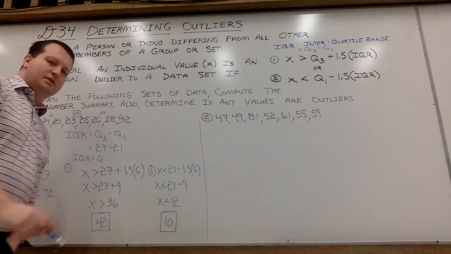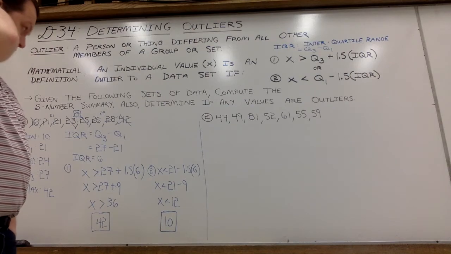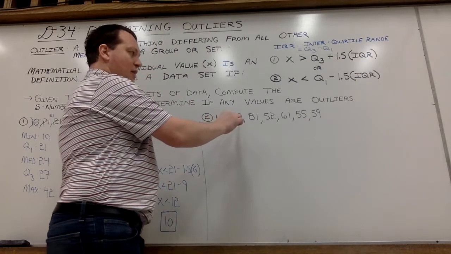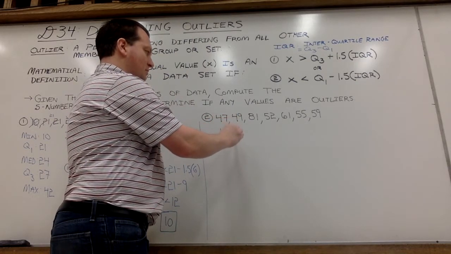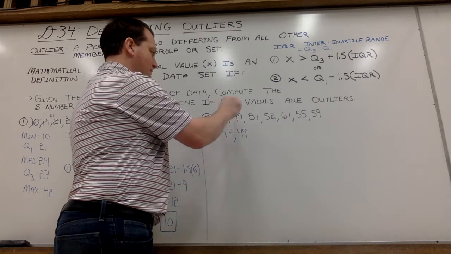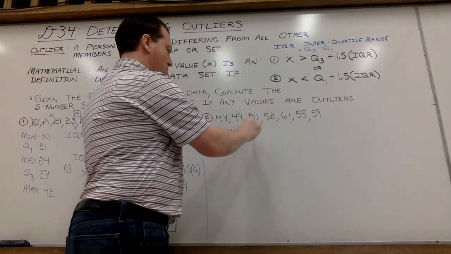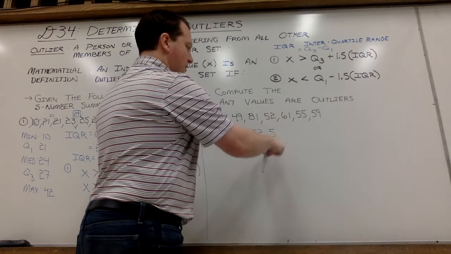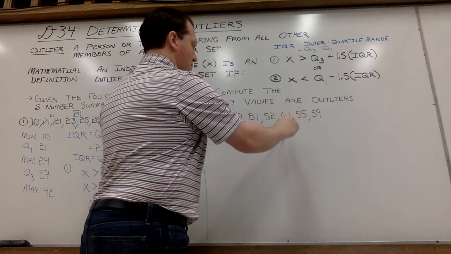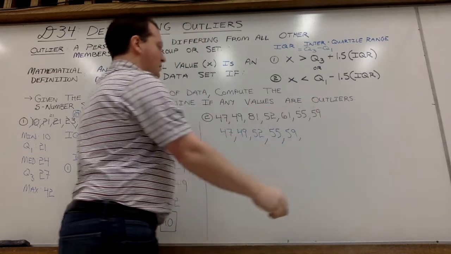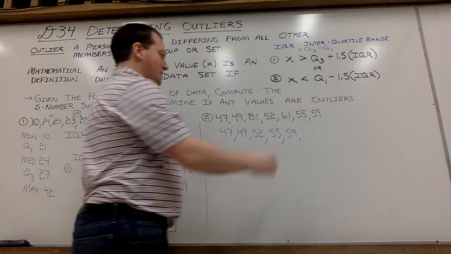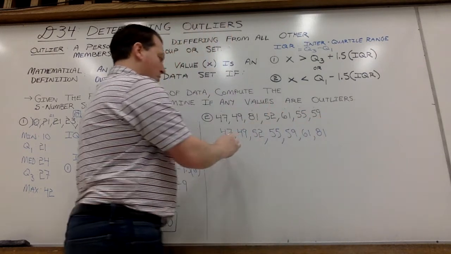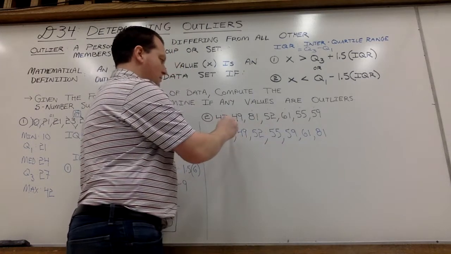Let's take a look at our second example here. Again, we are going to first see if these are listed from least to greatest. They are not. It looks that way to begin, but we've got 47, 49, and then it looks like a 52, a 55. Oh, let's get another 5 in there, Atkinson. 55, a 59, and a 61 and an 81. All right. So we've got 1, 2, 3, 4, 5, 6, 7.